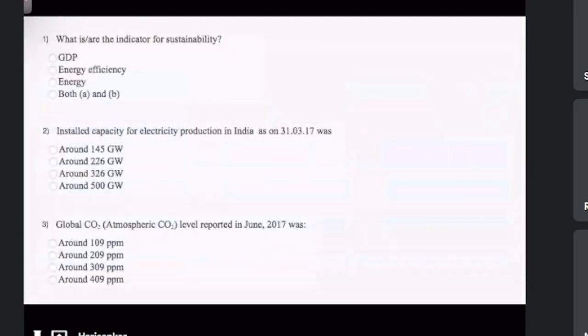So based on this, I just want to go through a few assignment questions, previous year assignment questions basically. Let's go through the first question. What is or are the indicators for sustainability in a country? Any guesses? Yes, it is both energy efficiency as well as GDP. What was the installed capacity for electricity production in India as on 31 March 2017?